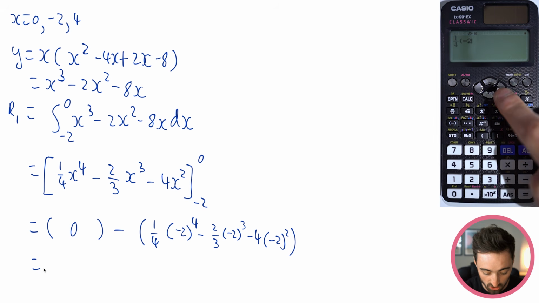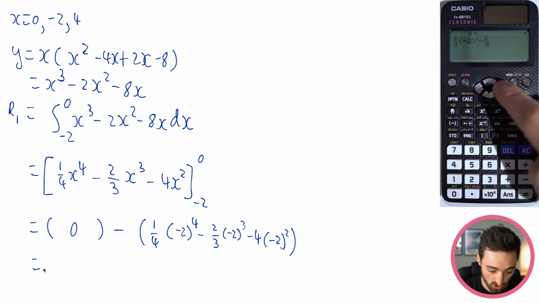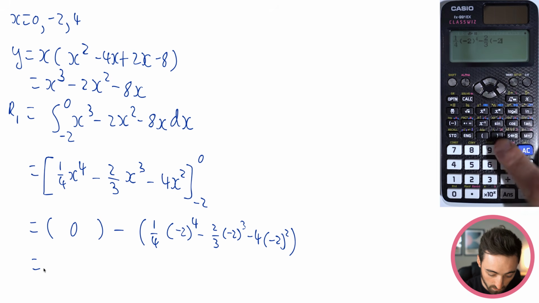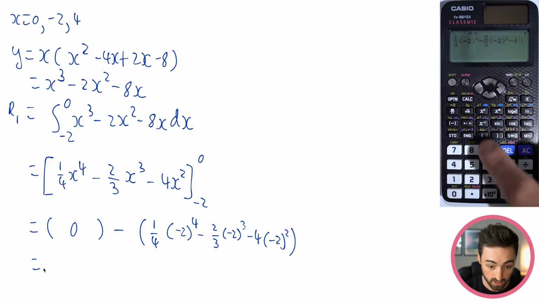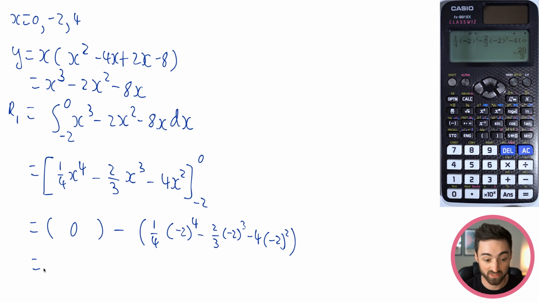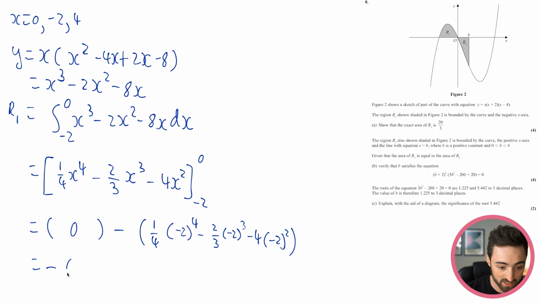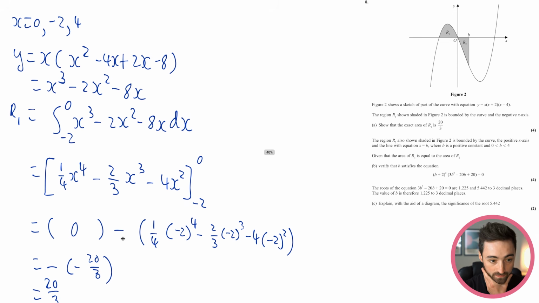So times minus 2 to the power of 4 minus 2 over 3 times minus 2 cubed minus 4 times minus 2 squared, and that is going to get me minus 20 over 3. Perfect. So then obviously that's minus 20 over 3, which is 20 over 3. Fantastic. Okay, so that is our R1. Let's have a look at part B.